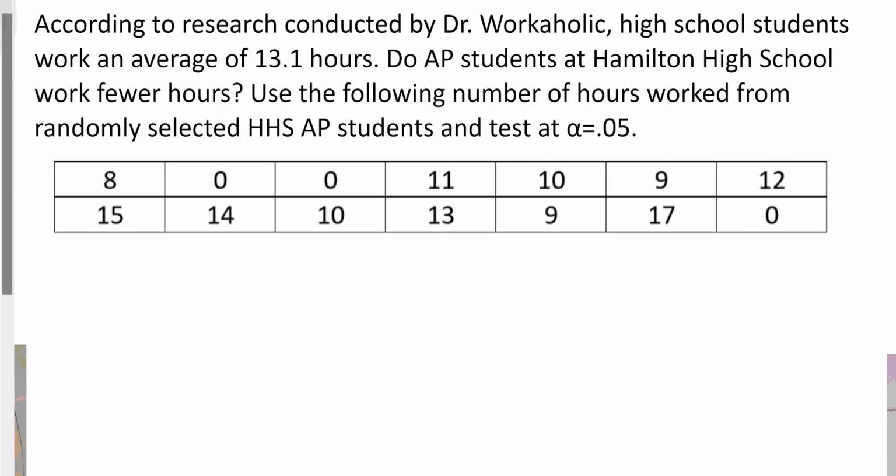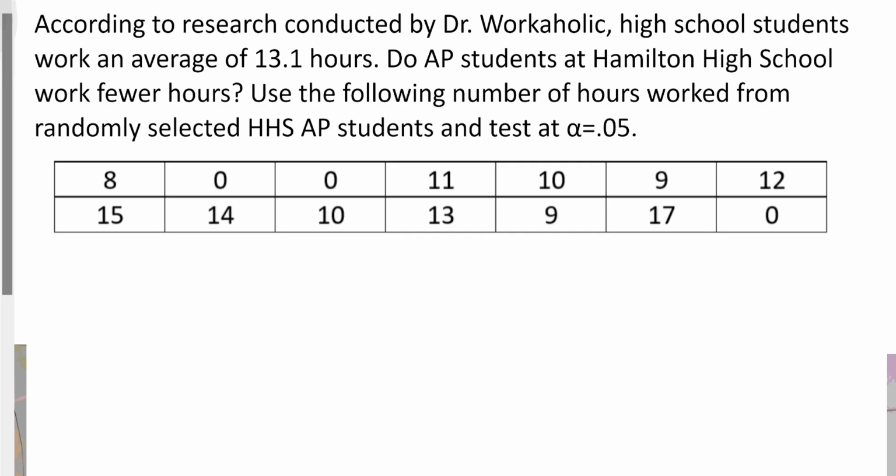So here's an example. It says, according to research conducted by Dr. Workaholic, high school students work an average of 13.1 hours. That should be per week. Do AP students at Hamilton High School work fewer hours? That's the question, because they have more schoolwork to do. Use the following number of hours worked from a randomly selected sample of HHS AP students and test at an alpha level of 0.05. Okay?